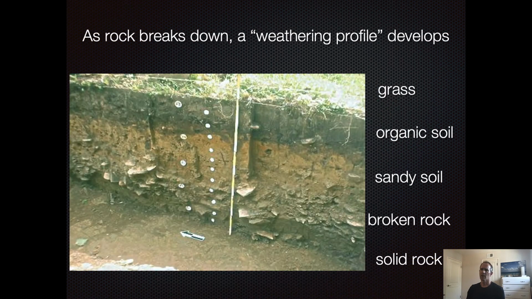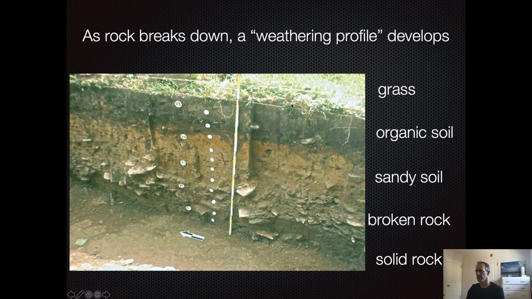So as rock breaks down, you create what's called a weathering profile. The weathering starts at the surface and it gradually propagates down into the rock. And over time, you start to develop very distinct zones. We call it a soil profile or a weathering profile. So this is an example.